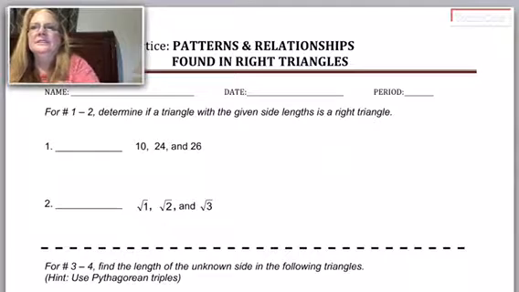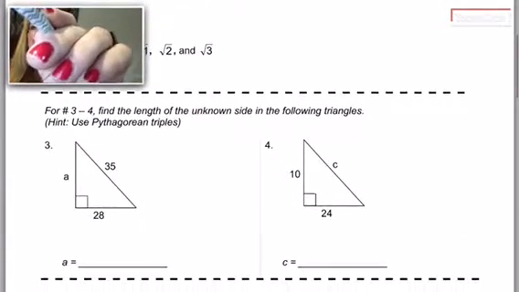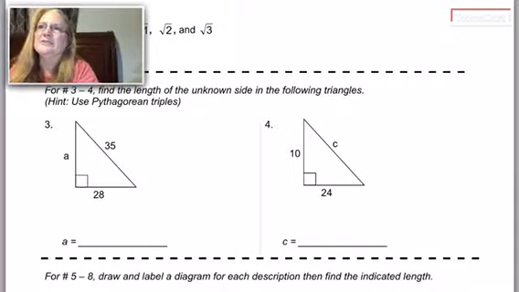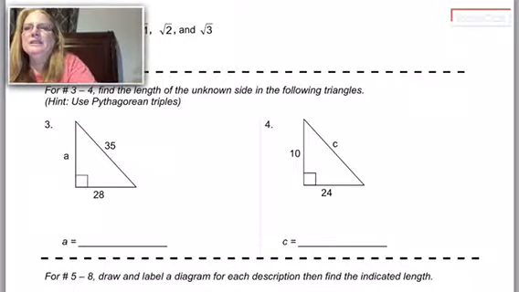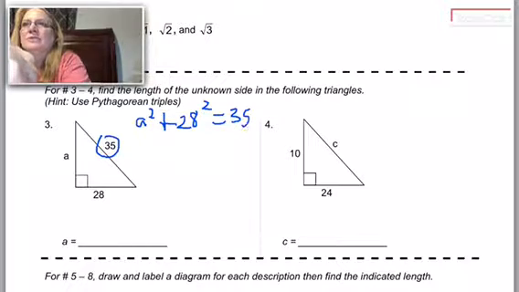Okay, so now find the length of the unknown sides in the triangles. It says, hint, use the Pythagorean triples. All that means is that if you can think of these triples, that's great. But if not, it just means do the Pythagorean theorem. So on number 3 here, we notice that this is c. So this is a squared plus b squared, 28 squared, equal to 35 squared.